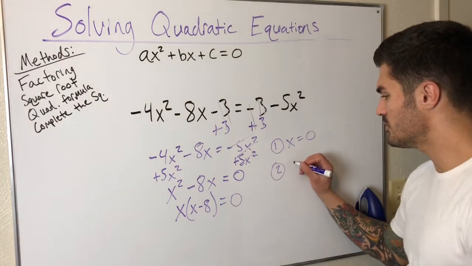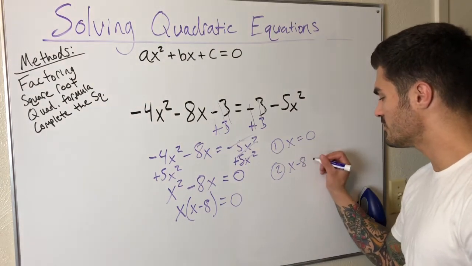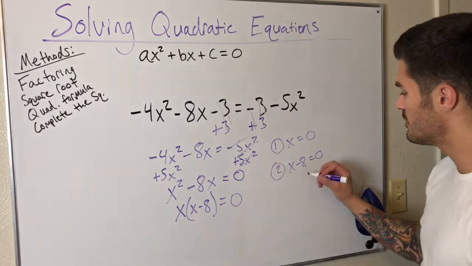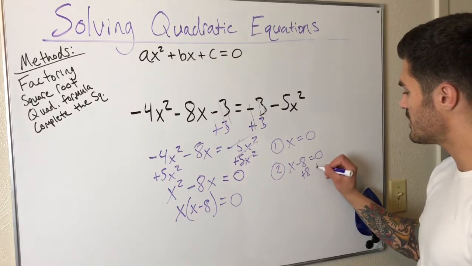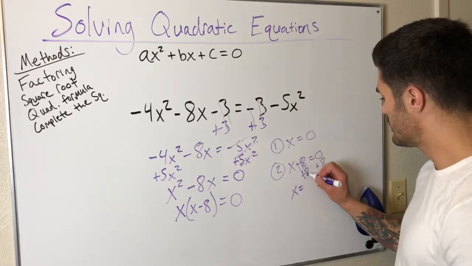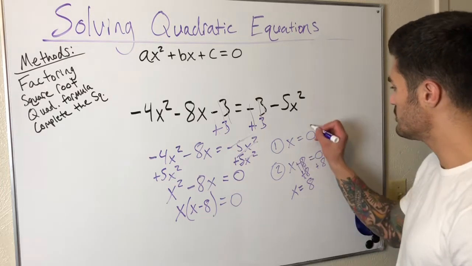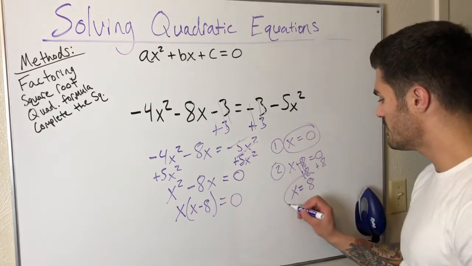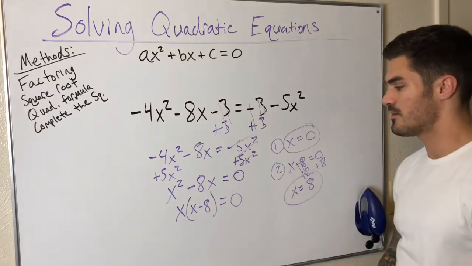My second one, I got to do a little algebra. X minus 8 equals 0. So if I add 8 to both sides, I get x equals, see that cancels, I get 8. So my two solutions are x equals 0 and x equals 8.